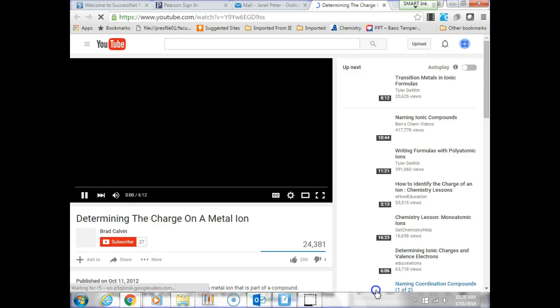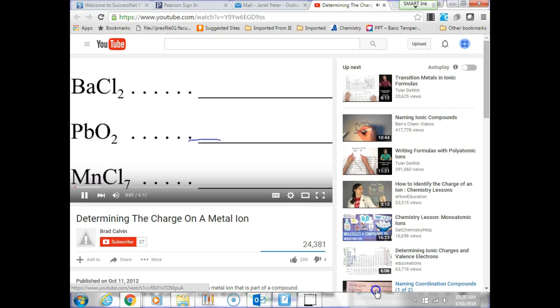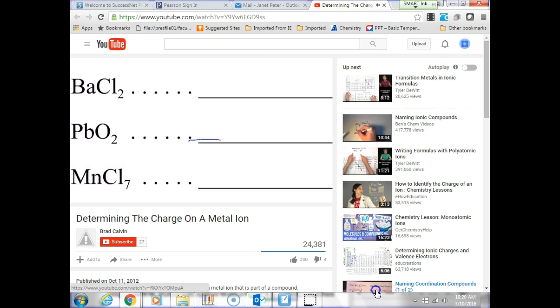I didn't preview this today, but sometimes when you look at a chemical formula, it can be difficult to tell what the charge on the metal ion should be. Now, if you have a representative metal, like barium here, it's pretty easy, because barium is in group 2A on the periodic table, so it always has a 2+ charge when it ionizes.